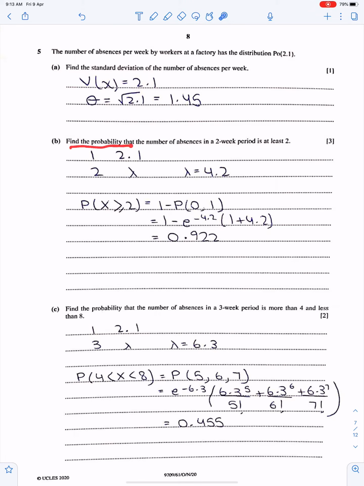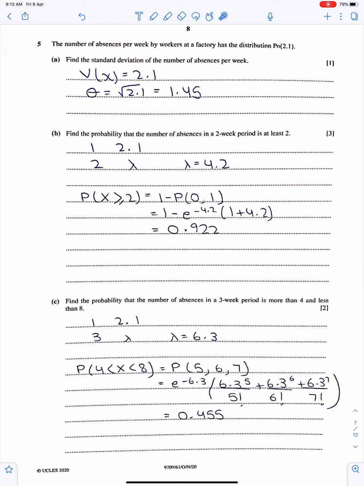Find the probability that the number of absences in a 2-week period is at least 2. This is so simple. For a 2-week period, this is for 1 week, so for 2 weeks it should be 4.2. And we need at least 2. So at least 2 means 1 minus P(0) and P(1). This 2 is inclusive here, so it must be exclusive here. You should not consider 2 here. 1 minus P(0 or 1). So that's the answer up to 3 significant figures.